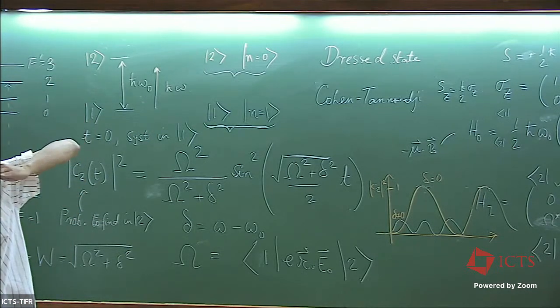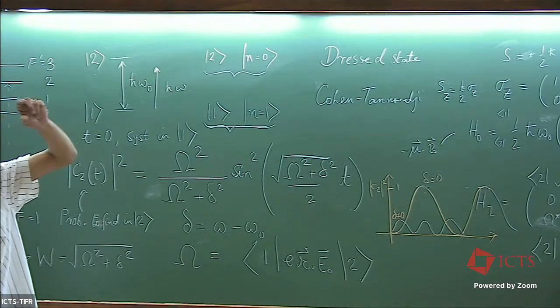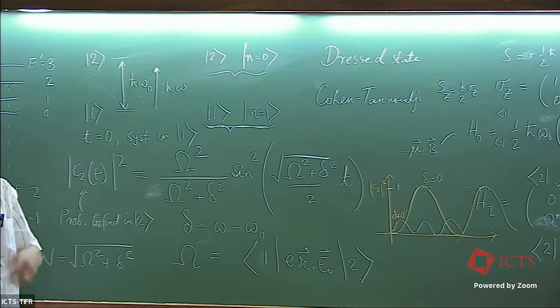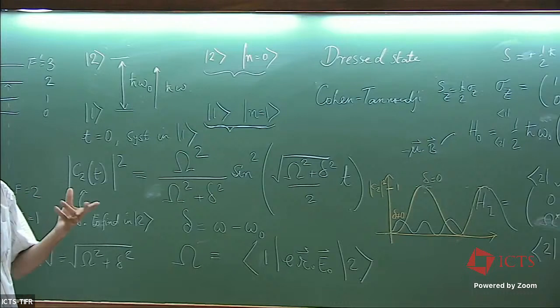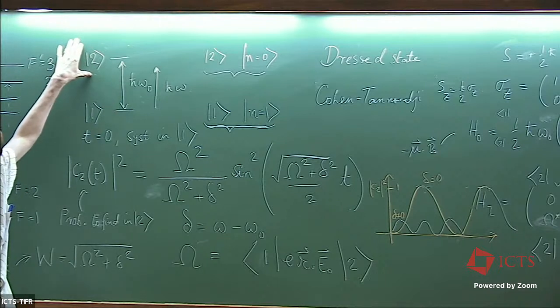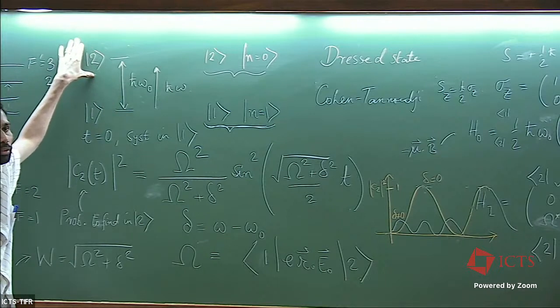So n equal to 1 is 1 photon, n equal to 2 is 2 photons, and so on. But n equal to 0, which is no photon, also still has a zero-point energy, half h bar omega 0. This is called vacuum energy, and fluctuations in this vacuum energy are what cause this decay from state 2 to state 1.